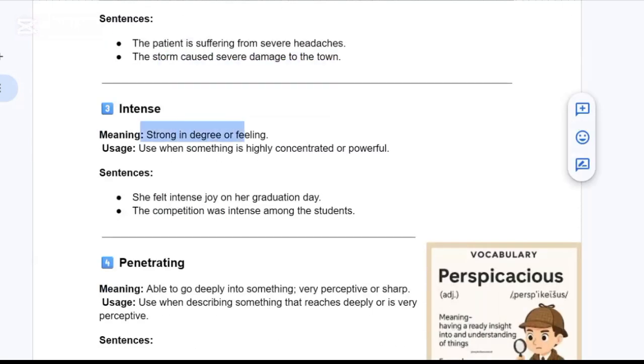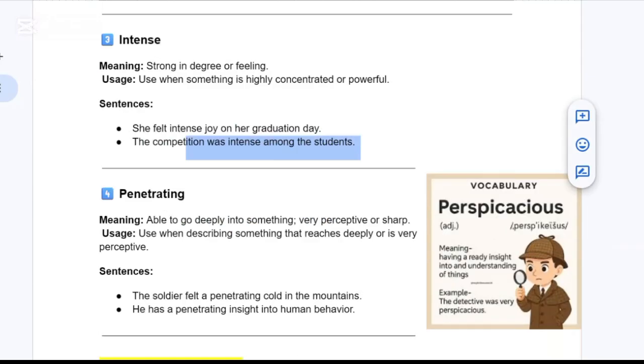Intense: strong in degree or feeling. Used when something is highly concentrated or powerful. She felt intense joy on her graduation day. The competition was intense among the students.